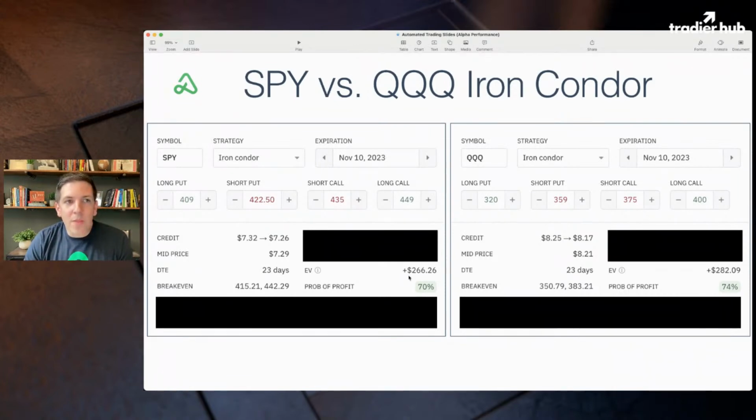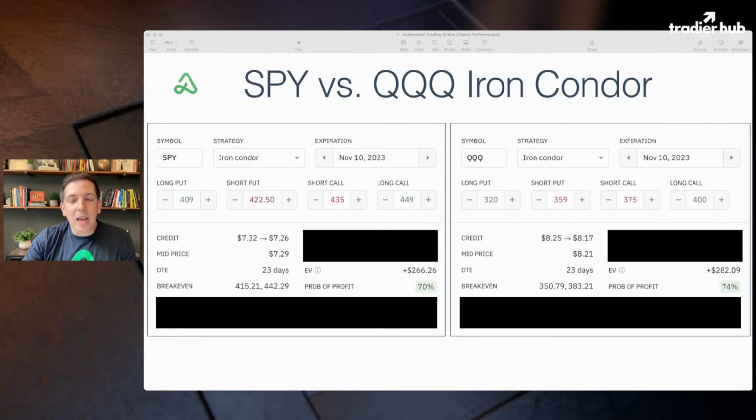The expected value on the SPY trade, which is on the left-hand side, is $266.26 with a 70% probability of profit. That's really cool. That tells you if you got into that trade over and over and over again, you should expect to make $266.26 on average for all of those trades over time. And your probability of making that is about 70%, which is good. High probability trade, positive expected outcome. Great. That's what we want to see in our potential trades.